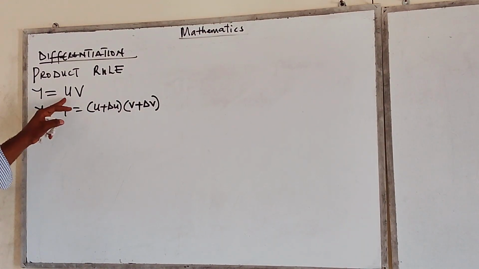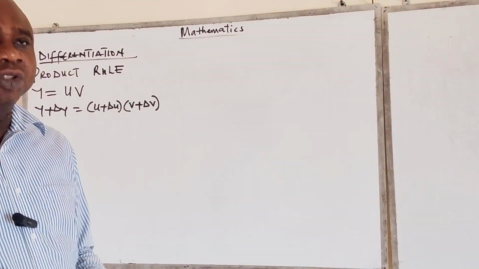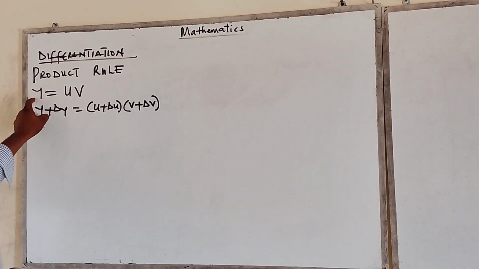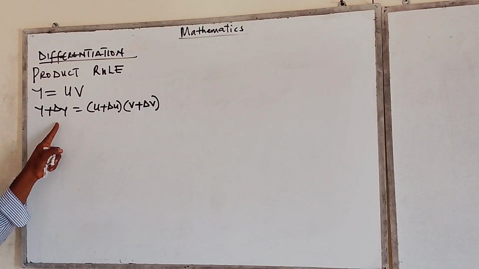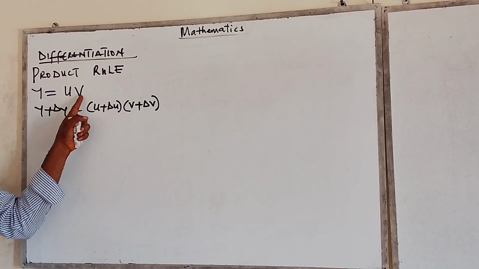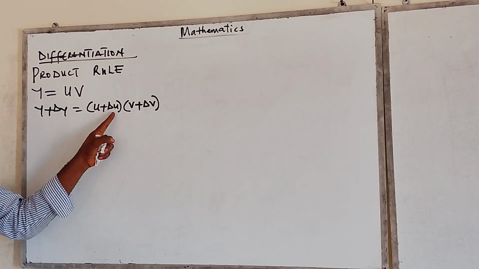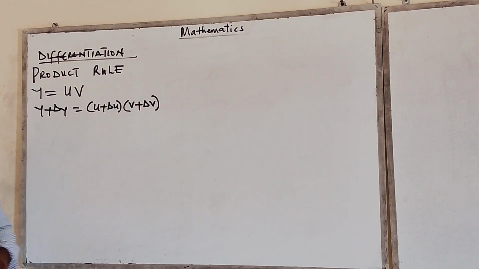Yes, u and v are the independent variables. y is a dependent variable. So a change in y, y plus delta y, will lead to a change in u and v. That is u plus delta u and v plus delta v.